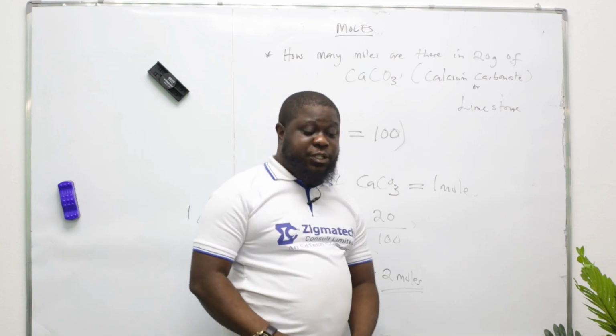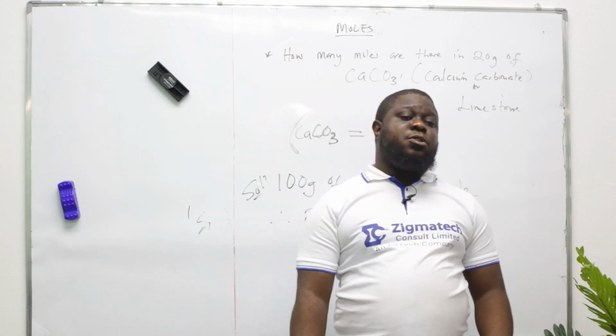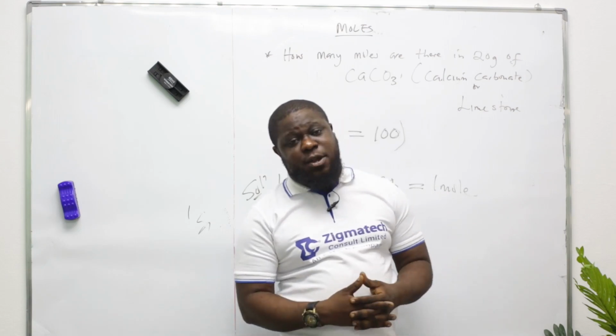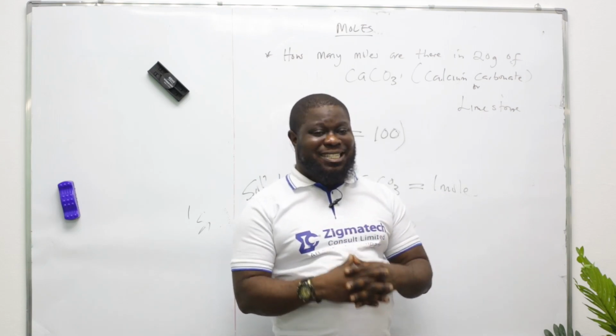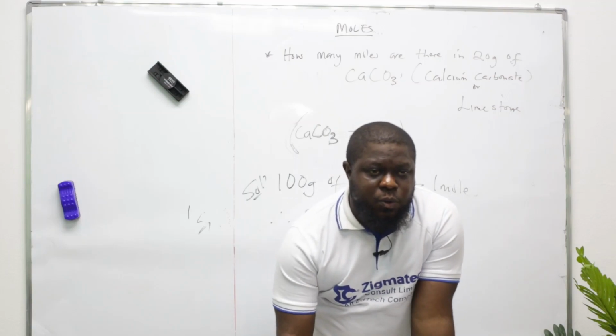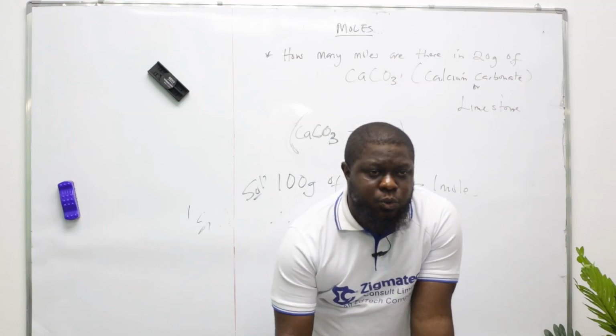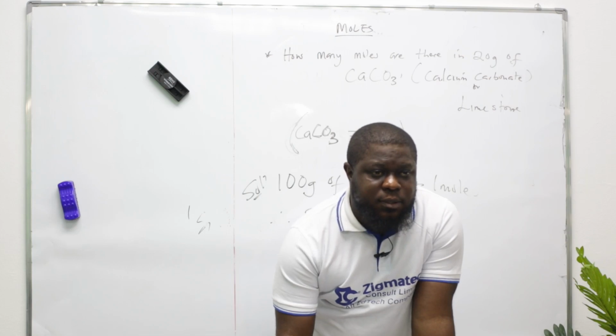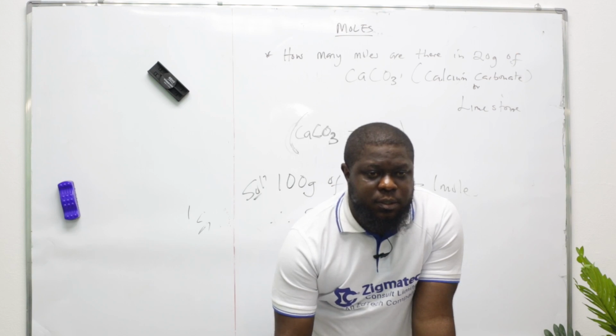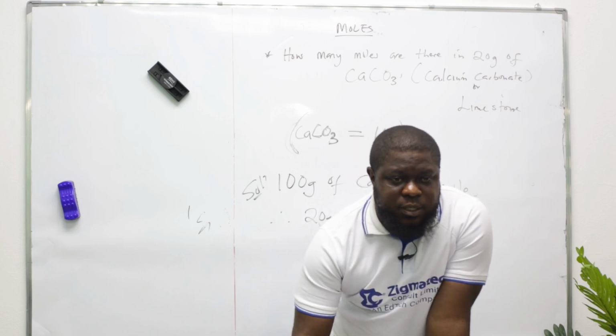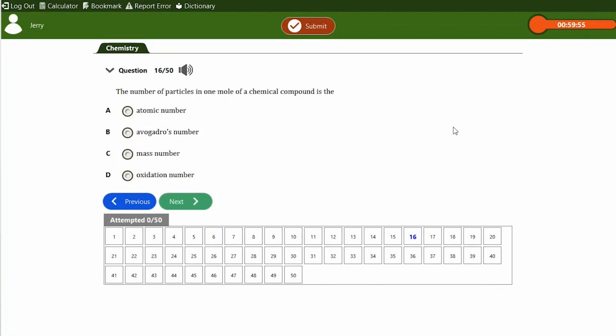We have come to the end of this lesson. Now, let's go to the exam guide questions to quantify what we have learned from this lesson today. 2009, question 16. It said the number of particles in 1 mole of a chemical compound is the.